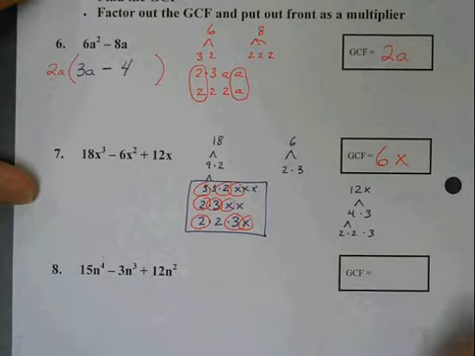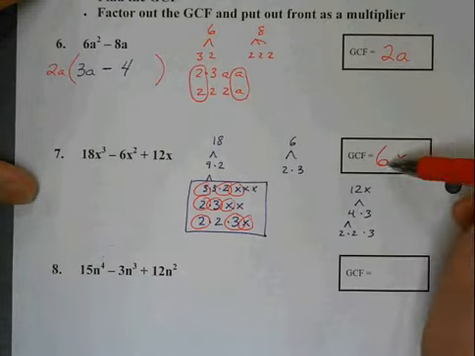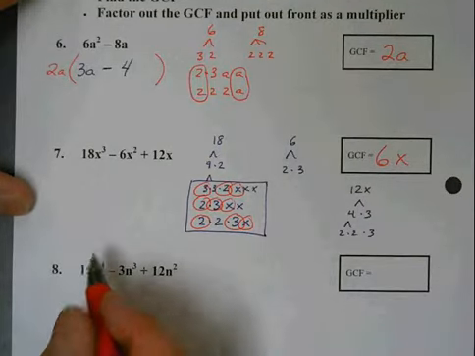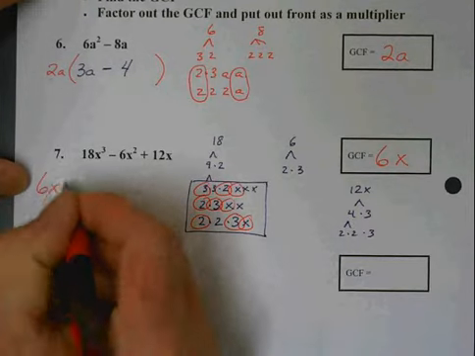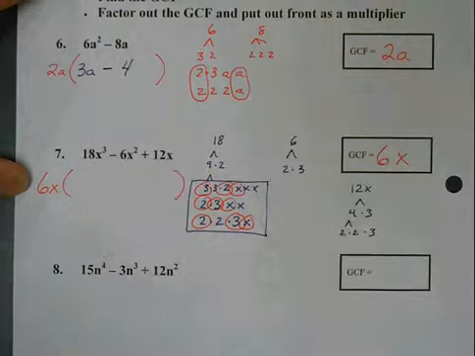The danger is if you don't find the greatest common factor, you may end up with just a 3x or a 2x and not the 6x. But in this case, we do have the greatest common factor of 6x. So I write that out front, and I leave space for a trinomial at the back half.